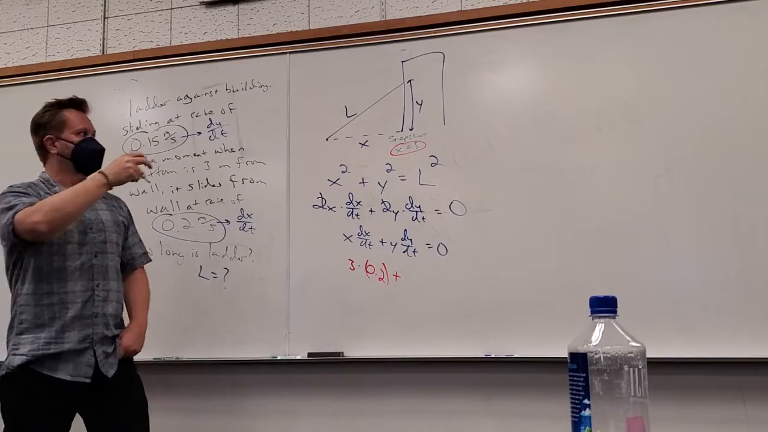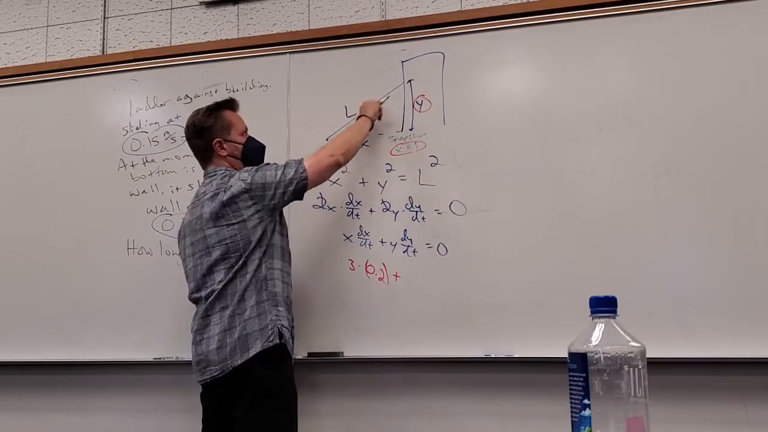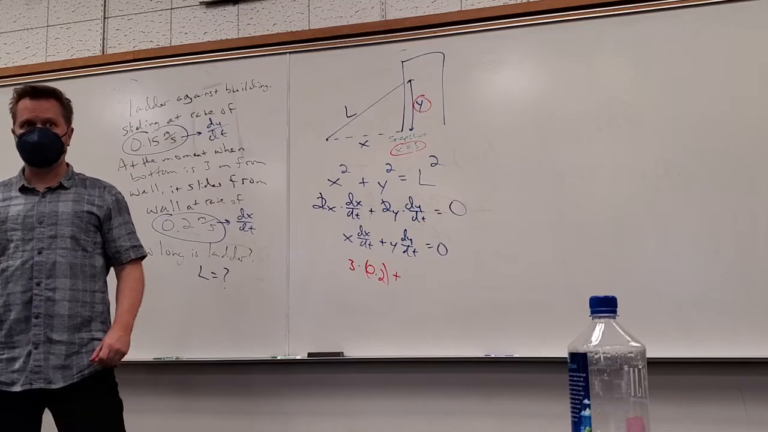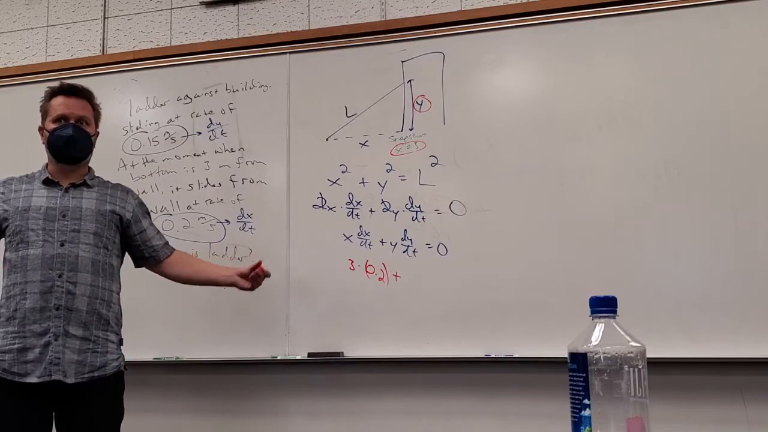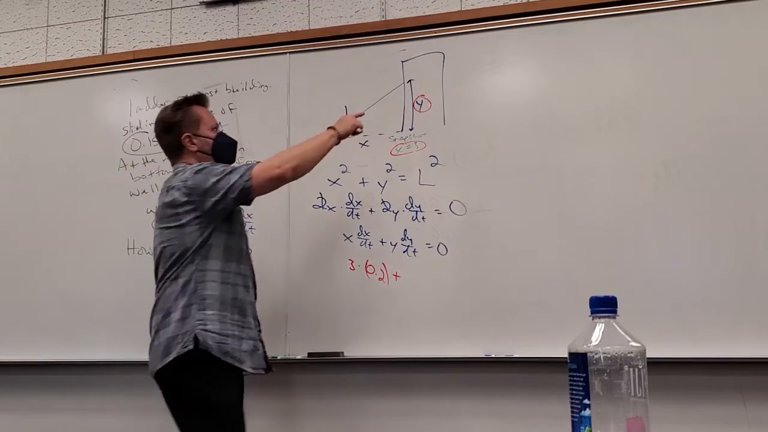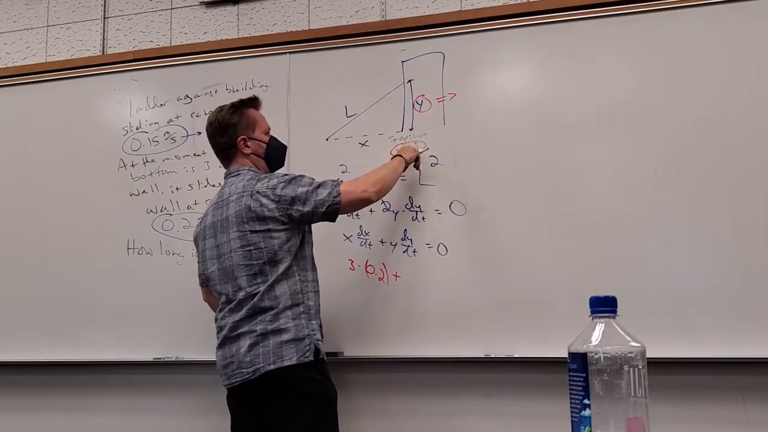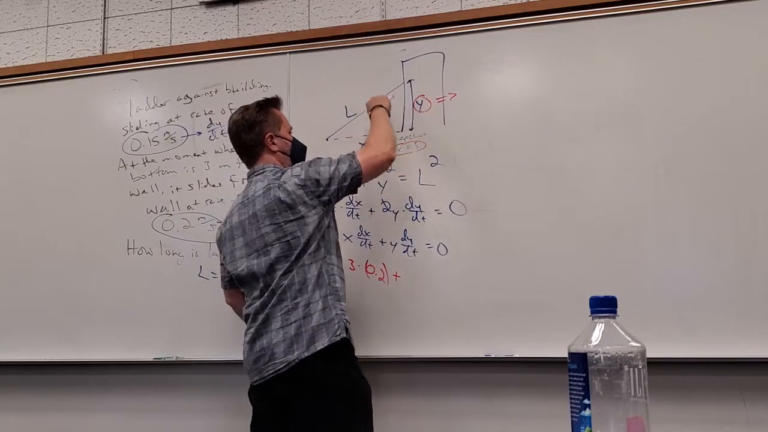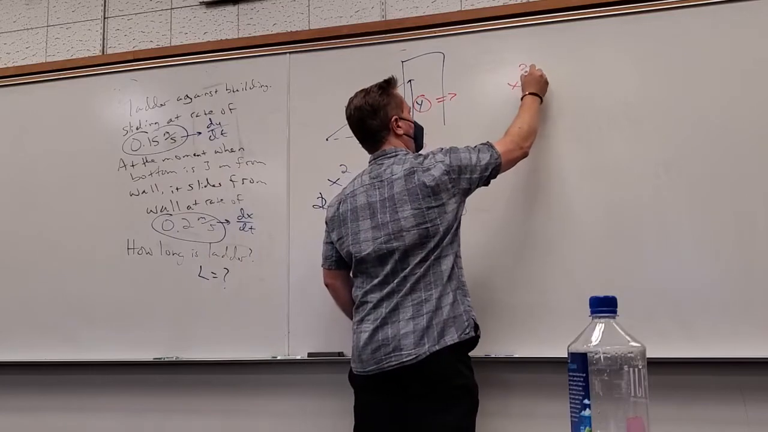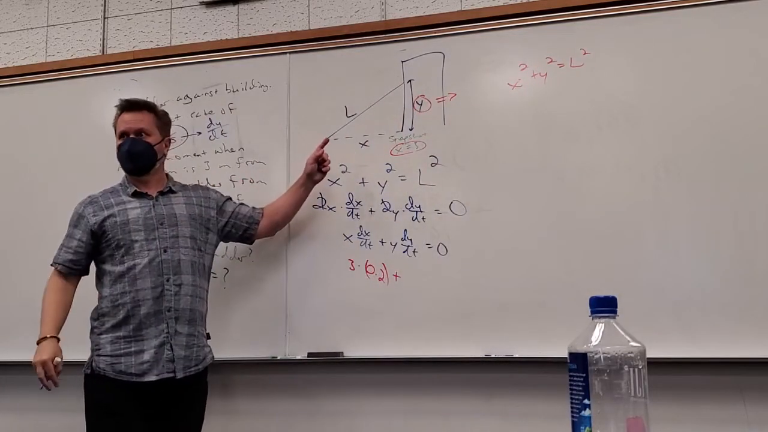Don't overthink it. How do I get y? Do I know this side? Yes. Do I know this side? Yes, it's L, right? Isn't L a constant? How long is the ladder? L. So what's y then? Would it be x squared plus y squared equals L squared? Exactly what we have here. So if I have x squared plus y squared equals L squared, what's x at the snapshot? 3.